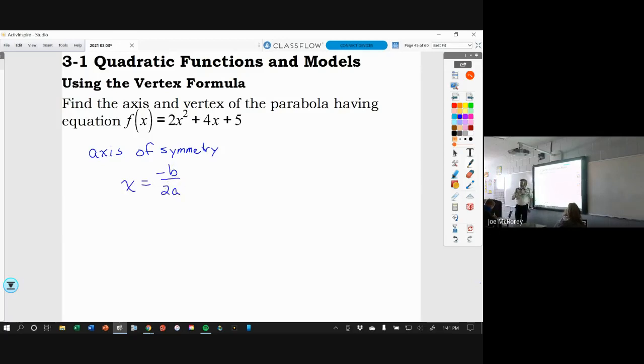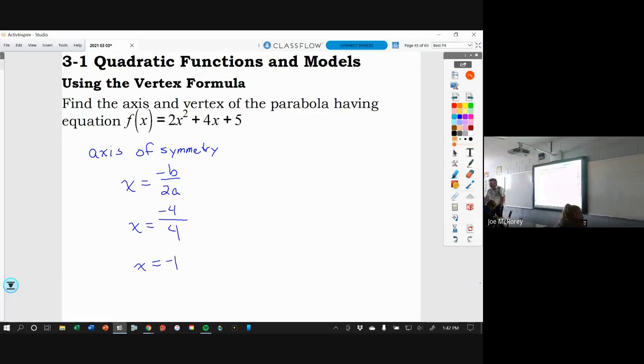Okay, the axis of symmetry of the parabolas we're looking at is a vertical line. A vertical line has the equation x equals some number. So for this problem, let's plug our stuff in. X equals negative b, that would be negative 4, over 2 times a, 4. Negative 4 divided by 4 is negative 1. X equals negative 1 is the axis of symmetry.